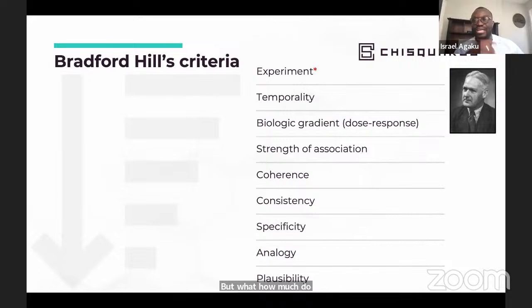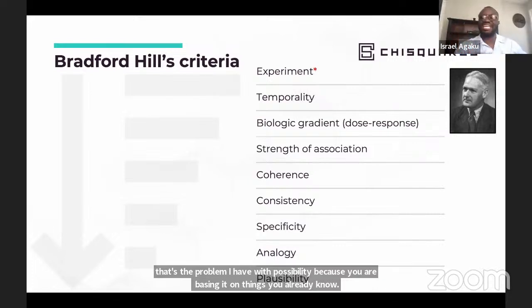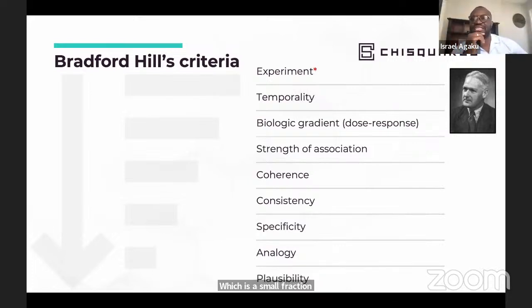That's the question, right? Because collectively, all the body of knowledge we have is almost negligible compared to all the things that we could ever know. So that's the problem I have with plausibility, because you are basing it on things you already know, which is a small fraction of the entire body of knowledge. So plausibility is a very dangerous concept because that's the point for which we do research, to figure out the things we don't know. If we already knew them, then there would be no need for research. And so that's why I framed that last.